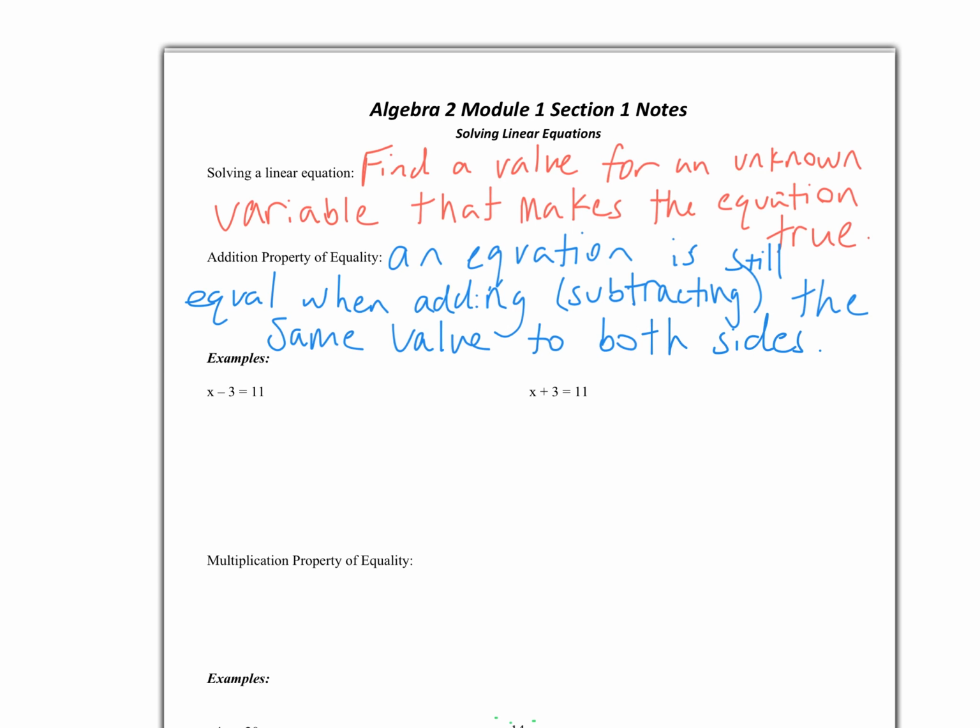So essentially, I can add a 4 to the left side of an equation and a 4 to the right side of an equation, and that equation is still balanced. It's still true. It's still equal. Or I can subtract x from both sides of an equation, and it's still equal.